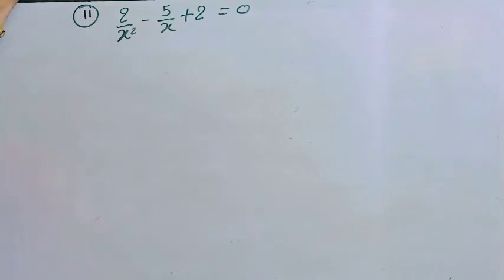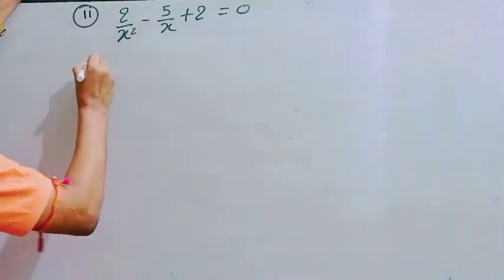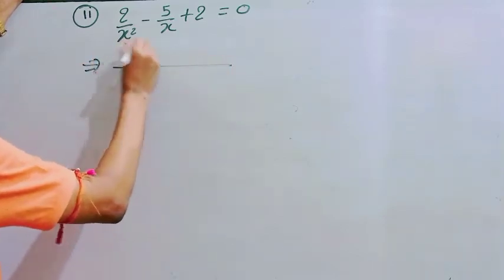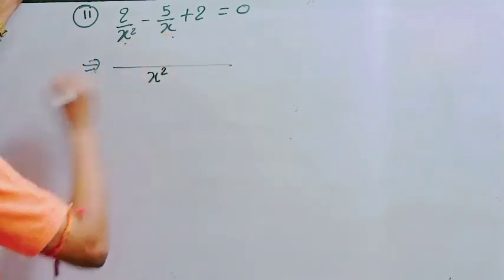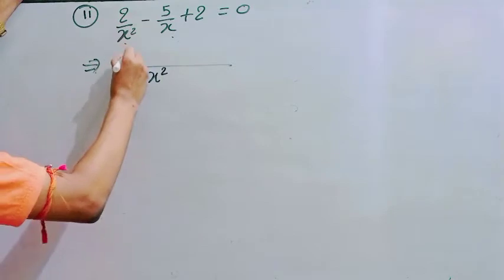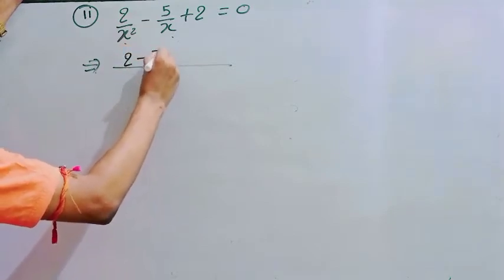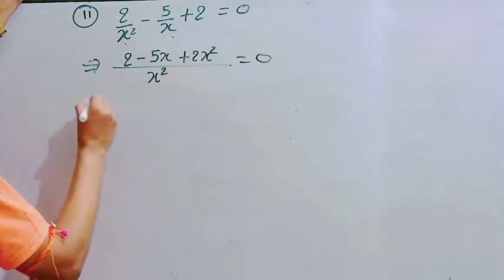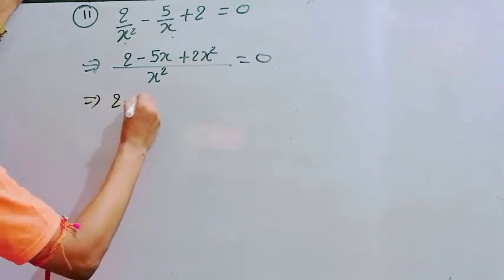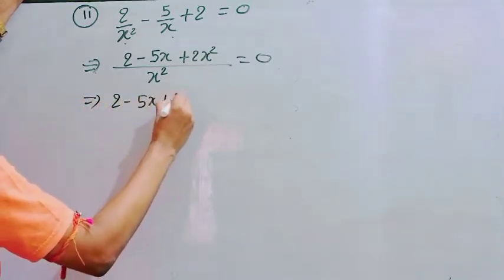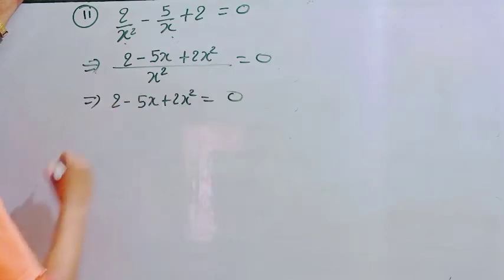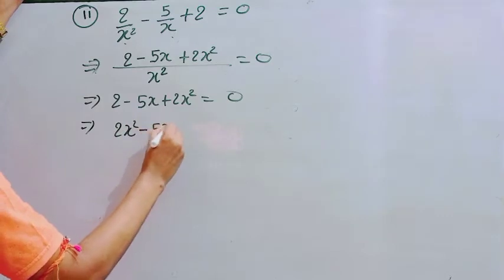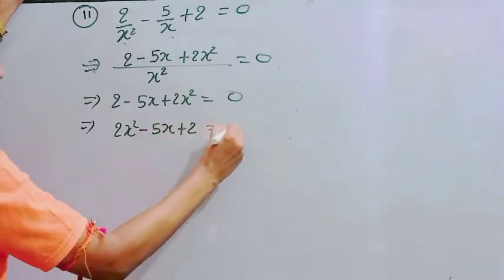Solve this question by the completing square method. So first, dear student, take the LCM, x square. The LCM is x square, and then here is 2, and it is 5x, and it is 2x square is equal to 0. So it is 2 minus 5x plus 2x square is equal to 0. Arrange it: 2x square minus 5x plus 2 is equal to 0.